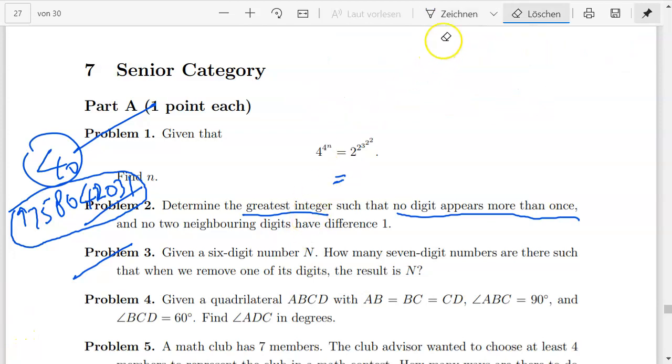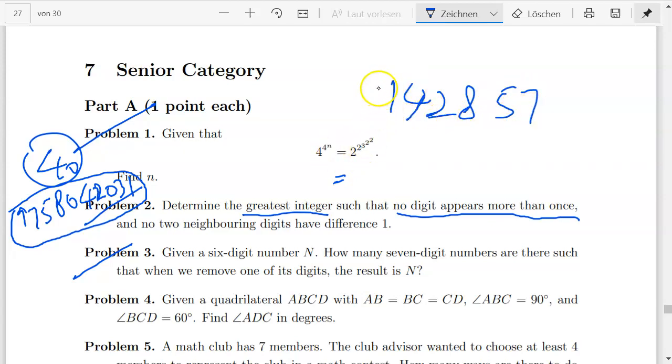So problem 3 states that given a 6-digit number n, how many 7-digit numbers are there such that when we remove one of its digits, the result is n? So let's simply make up a 6-digit number, maybe say 142857, okay? So I'm just making this up, randomly generating. So we can imagine that if you want to add in an extra digit, we have 1, 2, 3, 4, 5, 6, 7 slots to add in this number. Me writing this means that I can put any digit over here, this place, so 7 in total.